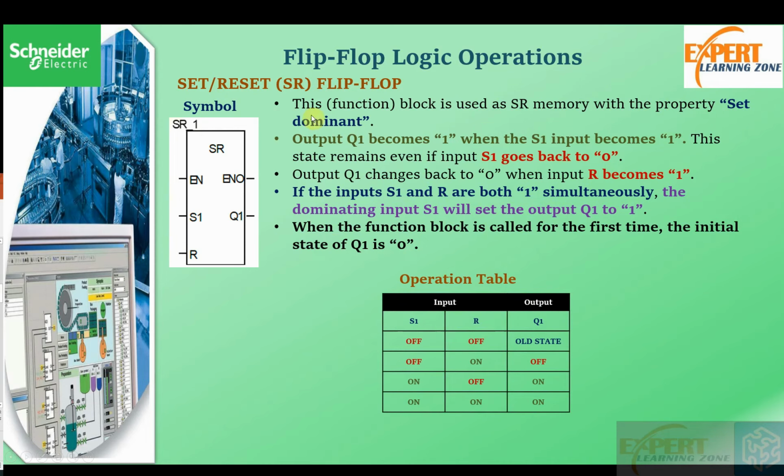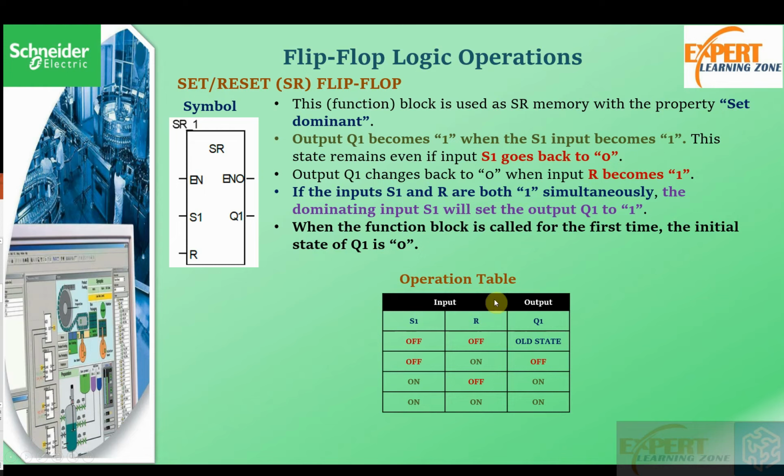So let's see what the text says. It says that this function block is used as SR memory with the property set dominant. Output Q1 becomes 1 when S input becomes 1. The state remains even if S goes back to 0. Output Q1 changes to 0 when the R input becomes 1. If the inputs S1 and R1 are both 1 simultaneously, the dominating input S1 will set the output Q to 1. When the function block is called for the first time, the initial state of Q is 0.